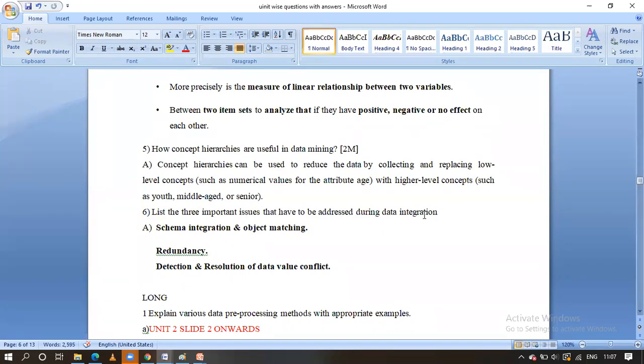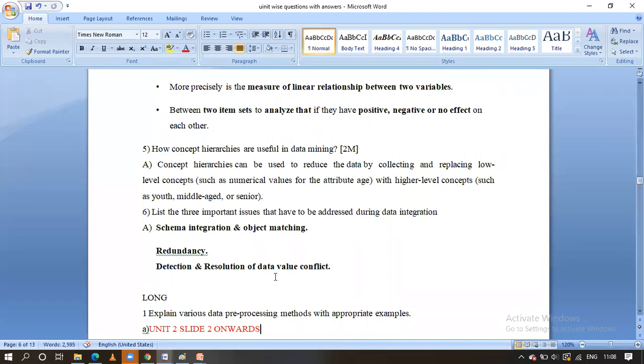For example, guys, in one data set a student ID attribute is named SID. In another data set the same attribute is just ID. In another data set they have used another name, RID, but the content inside is the same while the attribute names are different. While integrating, we have to match those objects. That is one issue.